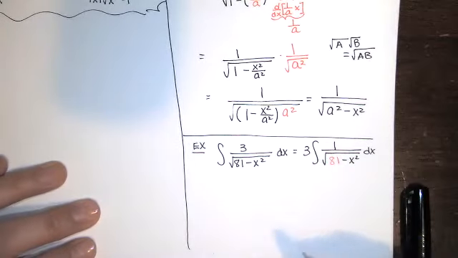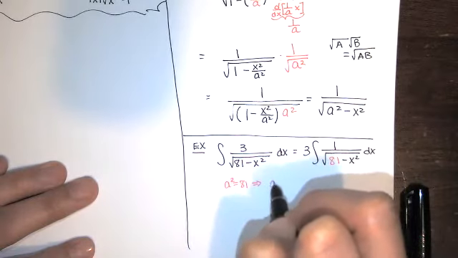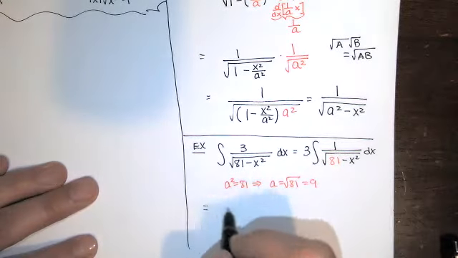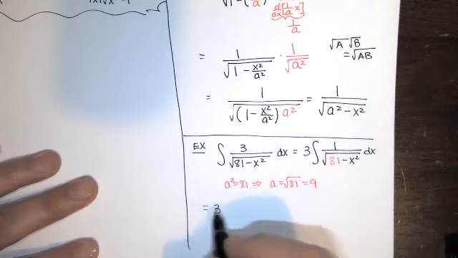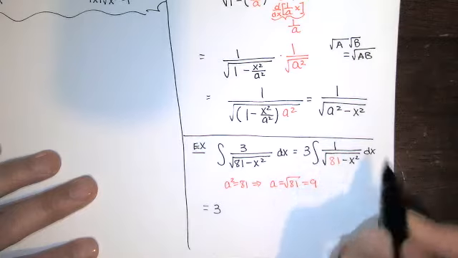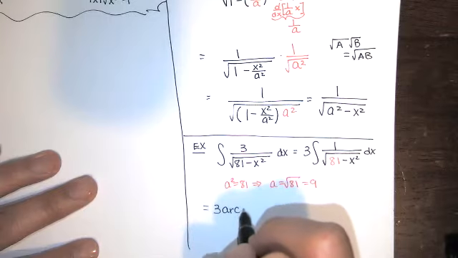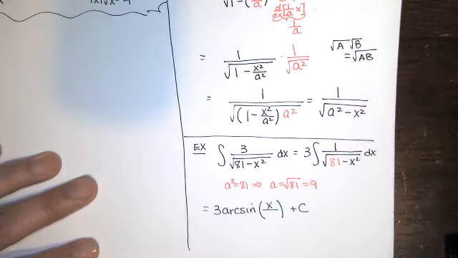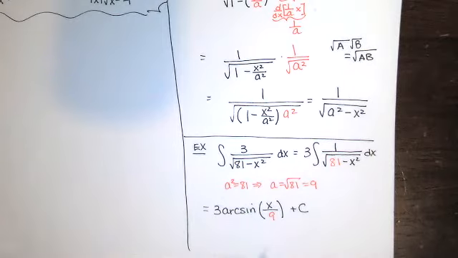And 81 is our a squared. So a squared is 81. That means a is the square root of 81, which is 9. Now, according to our antiderivative rules, we bring that 3 down, and then we just take the antiderivative of this piece. According to our rules, the antiderivative of this is arc sine of x over a plus c, and a in this case happened to be 9. So we're just matching that pattern.